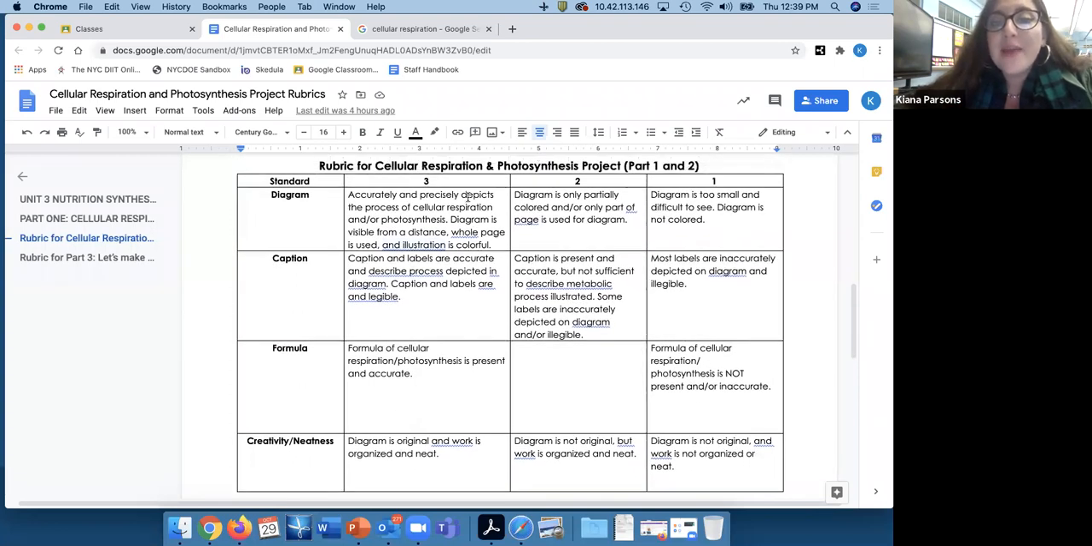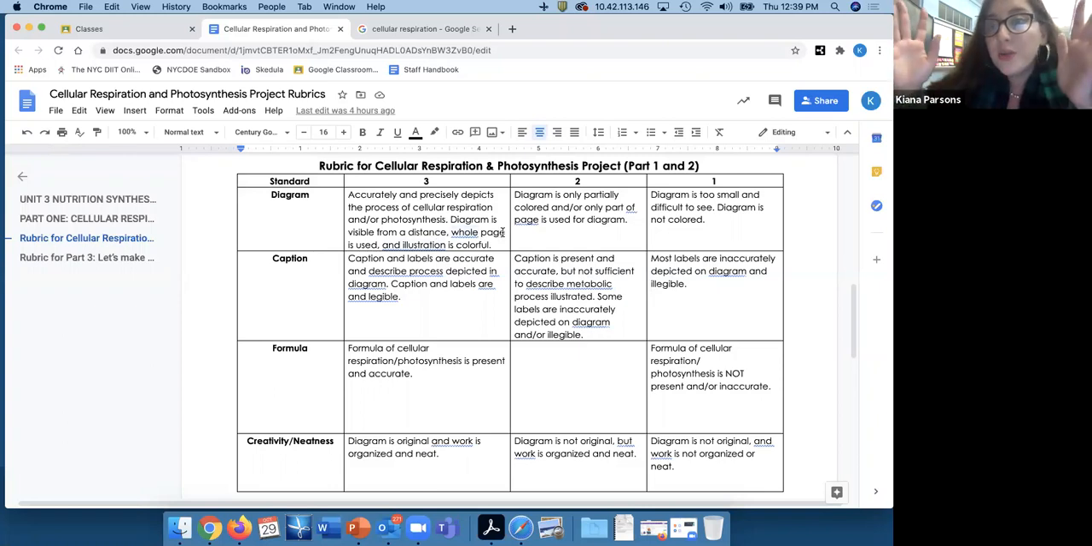So it accurately and precisely depicts the process of cellular respiration and or photosynthesis, but for this one, we're just talking about cell respiration. The diagram is visible from a distance, meaning that you didn't draw a tiny little diagram on a paper, or you drew a big mitochondria and all your labels are really small. You're trying to make a product that is accessible by your reader. And to know that the way that you're submitting it to your teacher, the way you're submitting it to me, could be taking a photo of your picture. So you want to make sure that whatever you produce, whatever you draw is able to be understood by your audience, by me.